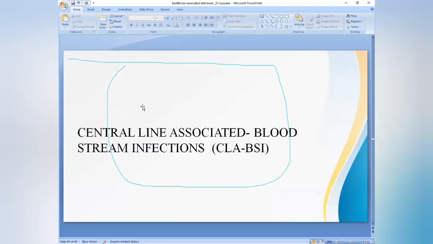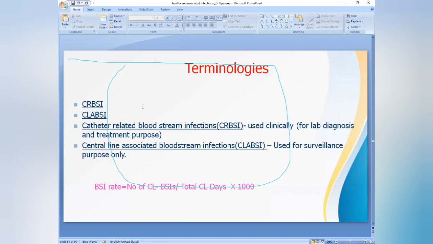Very quickly, if at all, I can move to central line associated bloodstream infections, CLABSI. So there are two terms when we talk about CLABSI. One is catheter related bloodstream infection, that is CRBSI, and the other one is central line associated bloodstream infection. CRBSI is used clinically for the lab or the diagnostic or the treatment purpose, whereas CLABSI is mainly used for surveillance purpose only.